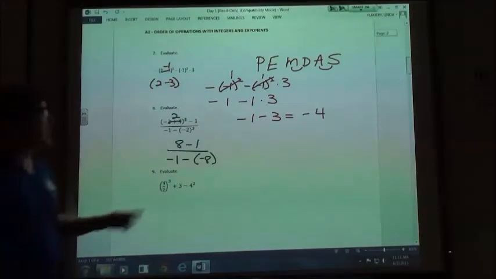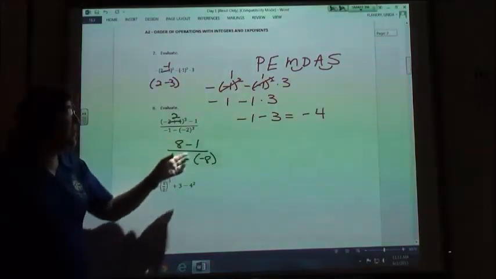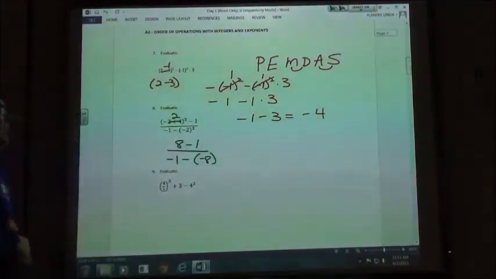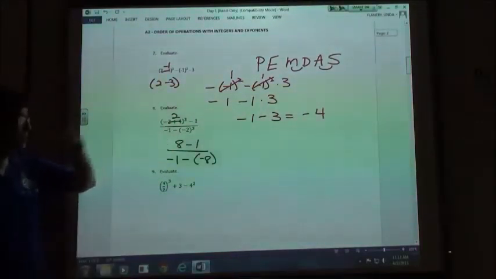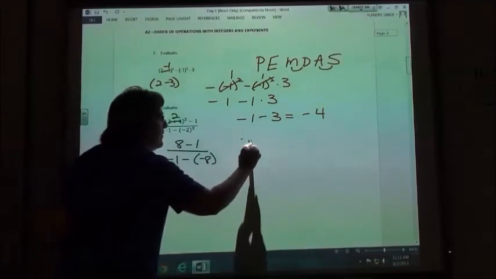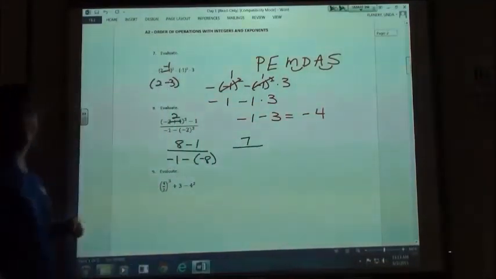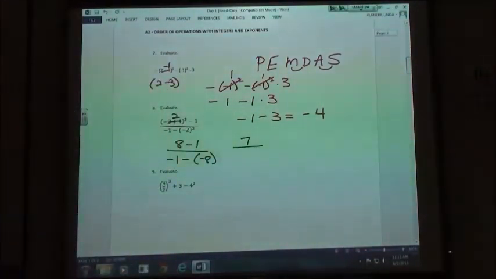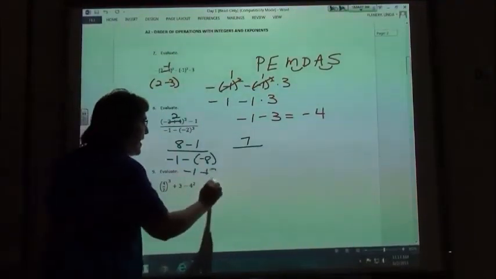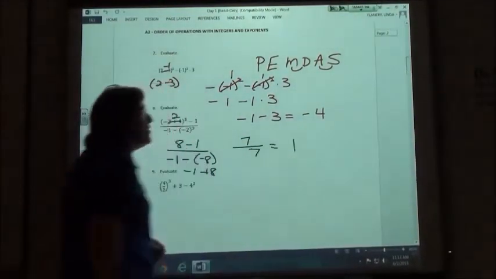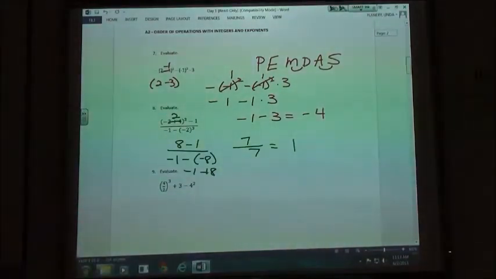I really don't have any multiplying and dividing. Well, I kind of have dividing, but I have to simplify first. So if I do my adding and subtracting, 8 minus 1 on the top, negative 1 minus a negative 8 would be 7, right? Negative 1 plus 8 is 7. And then I can do my 7 over 7, which is 1.